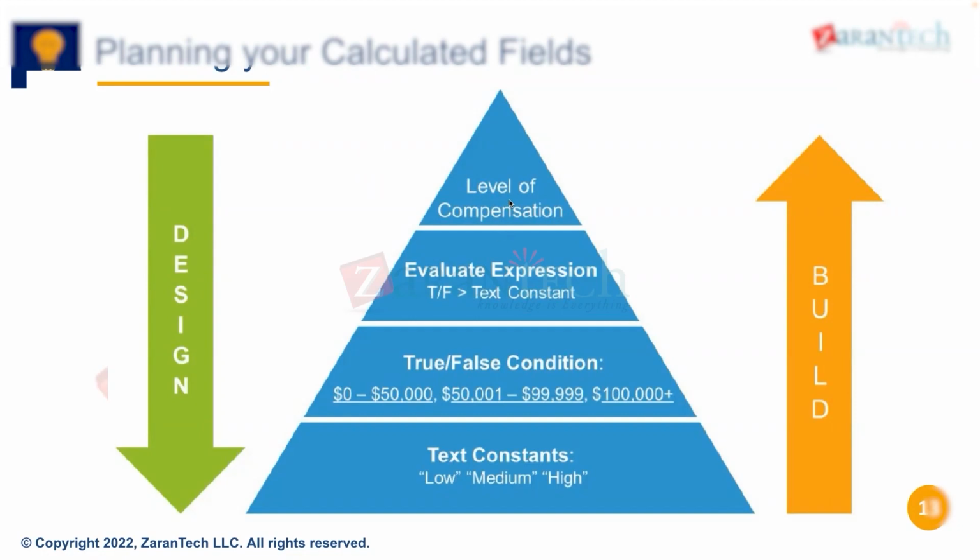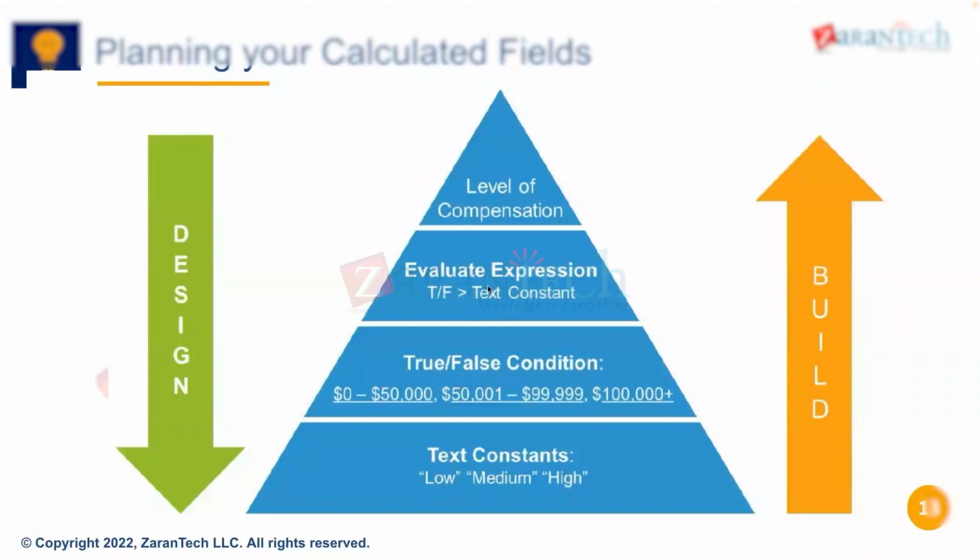This is again what we discussed, where the planning comes in. You have level of compensation, evaluate expression, true and false conditions, and text constants. So this will be evaluated, maximum of the time. You'll have text constants coming out for everyone. True and false conditions will be satisfied for a small population.